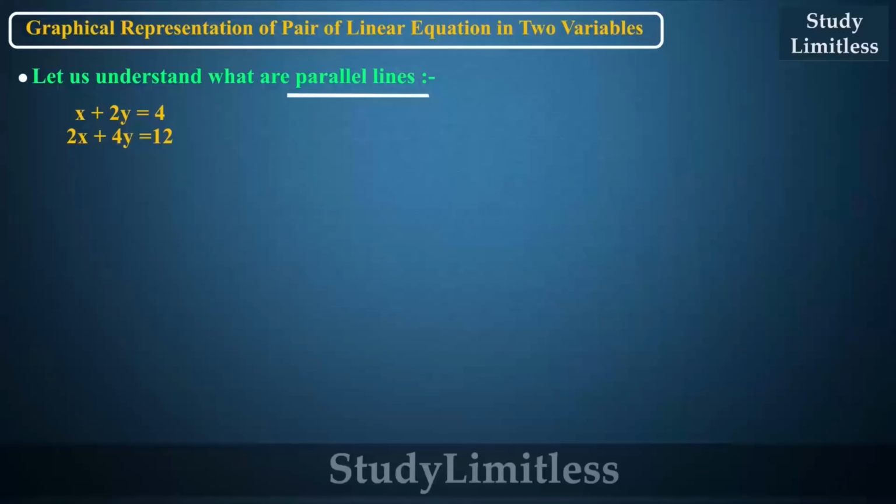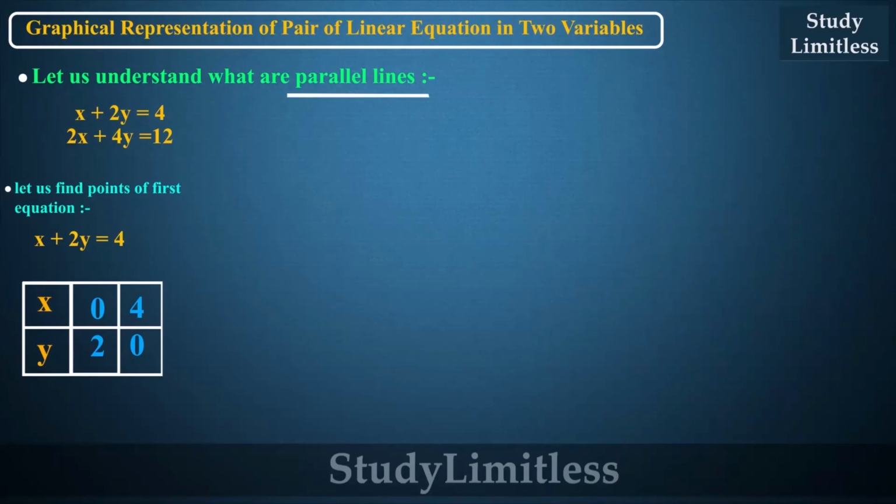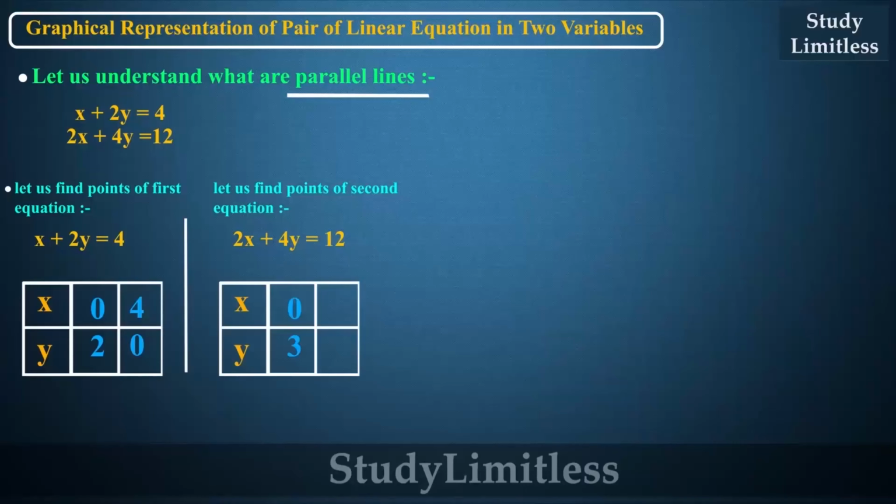As we have earlier studied how to find 2 points on an equation, let us find 2 points on the first equation. We have the first equation as x plus 2y is equal to 4. The 2 points which would lie on this line are (0, 2) and (4, 0). Similarly, for the second line 2x plus 4y is equal to 12, the first point is (0, 3) and the second point is (6, 0).